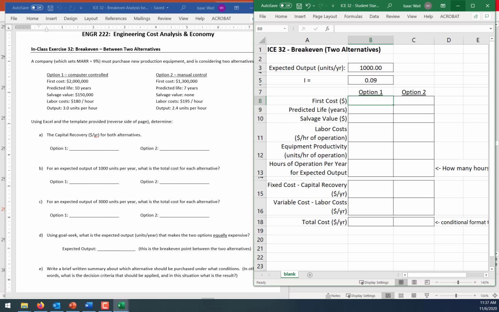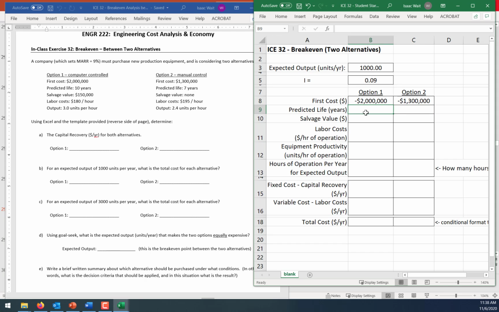The first cost of option 1 is $2 million. And so it's an outflow. And for the salvage value, it's going to be an inflow. So we need to differentiate between the two. And so I'm going to put negative 2 million for option 1, and then option 2 is 1.3 million, so negative $1.3 million. Did I get enough zeros? I think I need one more.